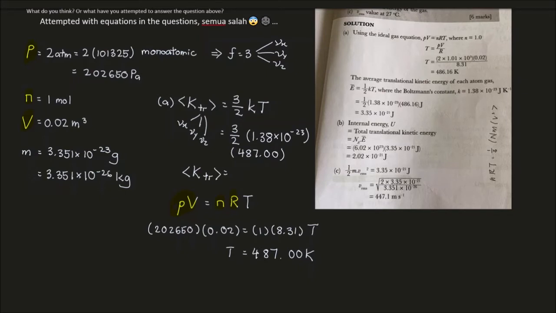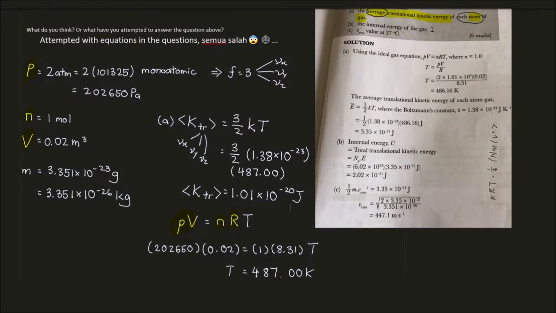So if you calculate 3/2 times K times T, all these things together, you get an answer of 1.01 times 10 to the power of -20 joule. Joule because it's an energy, so the unit should be in joule. So that's for A. So what is B?